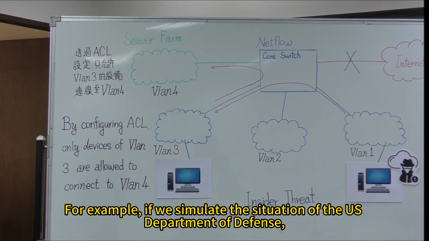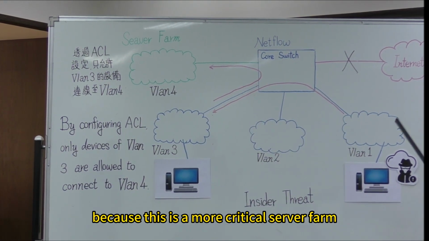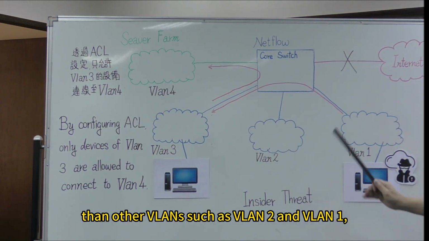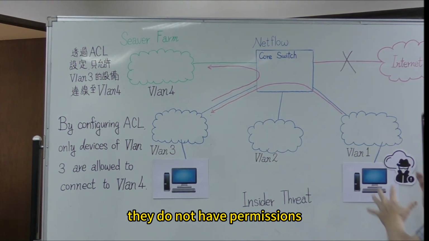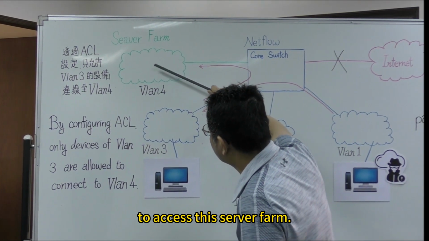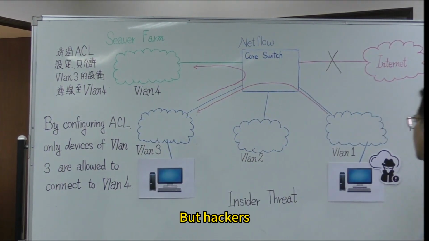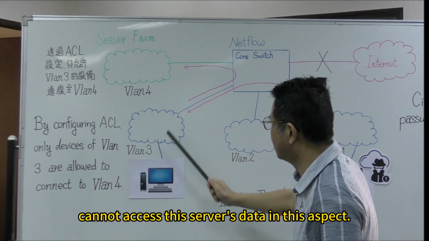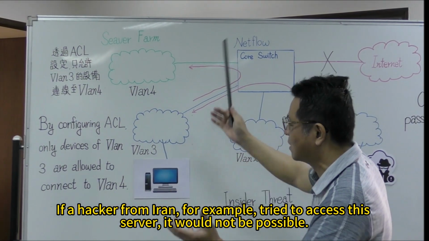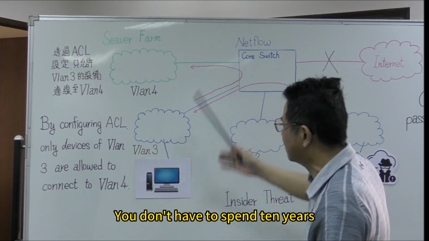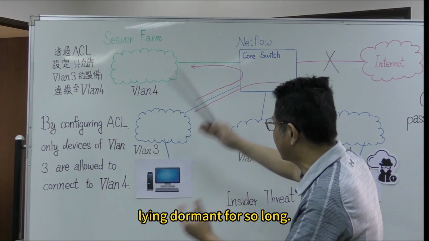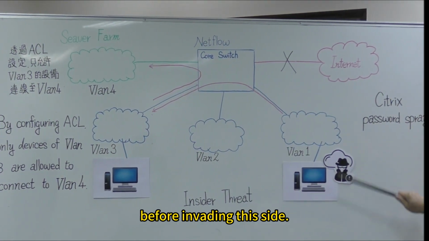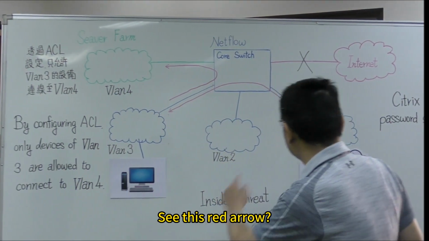For example, if we simulate the situation of the US Department of Defense, because this is a more critical server farm than other VLANs, such as VLAN 2 and VLAN 1, they do not have permissions to access this server farm. But hackers cannot access this server's data in this aspect. If a hacker from Iran, for example, tried to access this server, it would not be possible. You don't have to spend 10 years lying dormant for so long. He must have been here first before invading this side. See this red arrow.